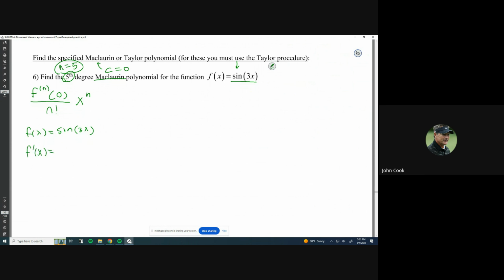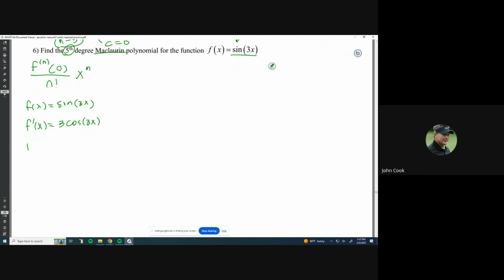f of x is equal to sine of 3x. The first derivative: the derivative of sine is cosine, so I get cosine of 3x, and then the chain rule takes over and I get a 3. And then the second derivative, I take the derivative again. The derivative of cosine is negative sine, so I get a negative sine of 3x. And I have that 3 there, and then I get another 3 from the chain rule here. So it's going to be 9, or 3 squared.